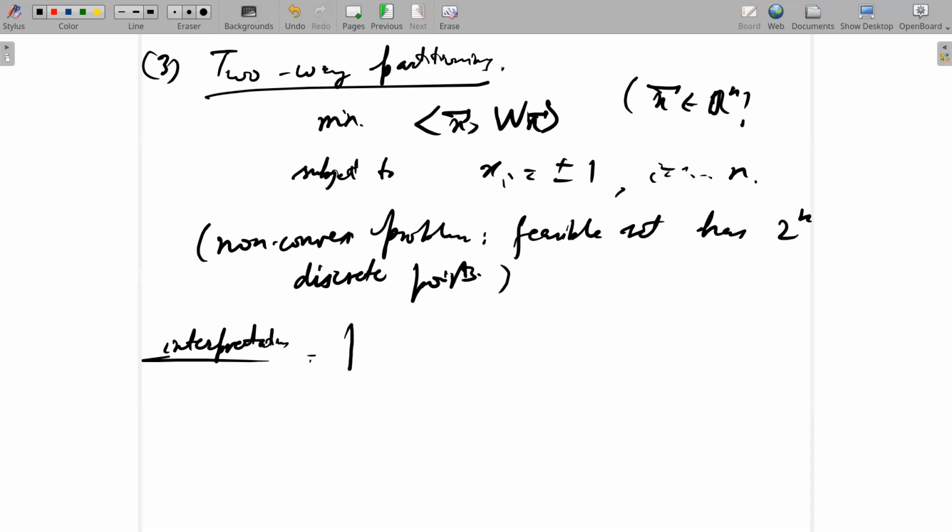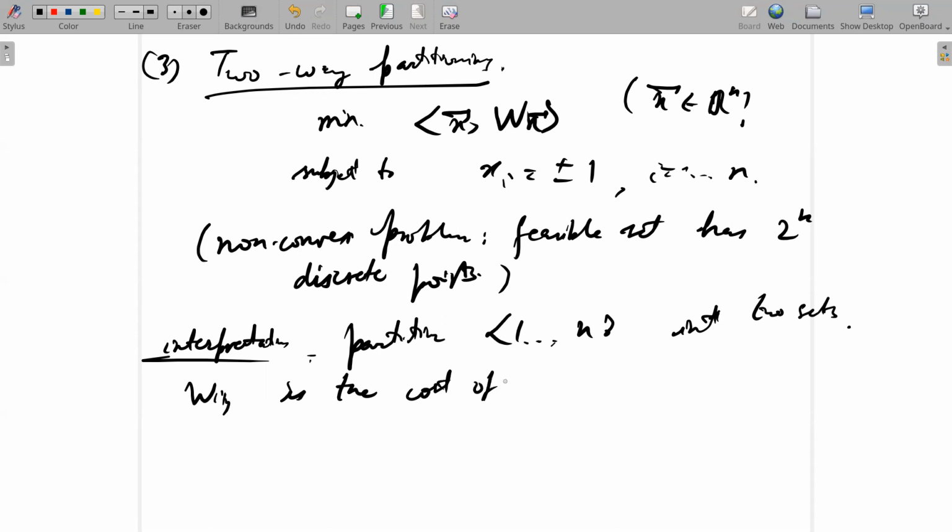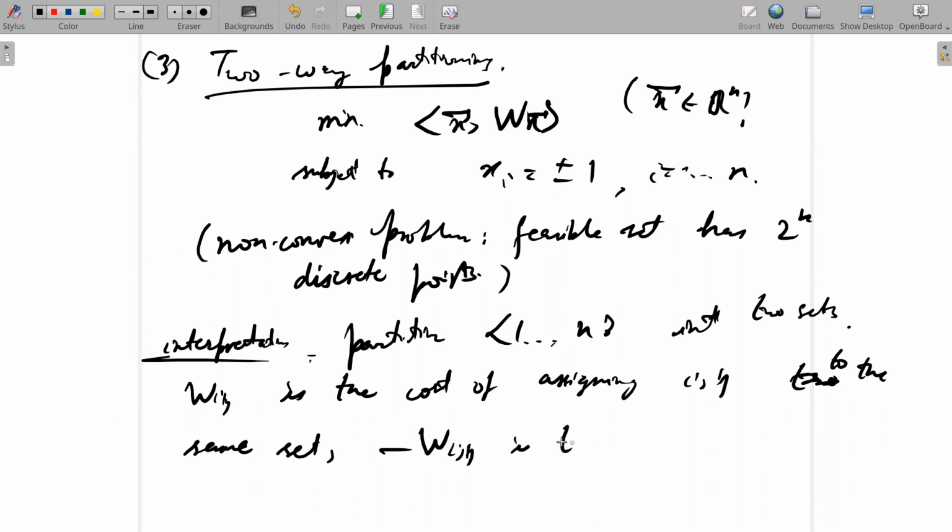So essentially the interpretation is you want to partition 1 to n in two groups, in two sets, and wij is the cost of assigning i and j to the same set, and minus wij is the cost of assigning i and j to different sets. So assigning them to different sets actually might be detrimental.